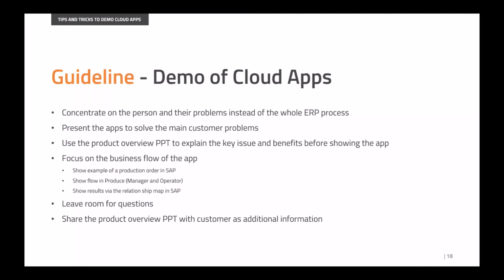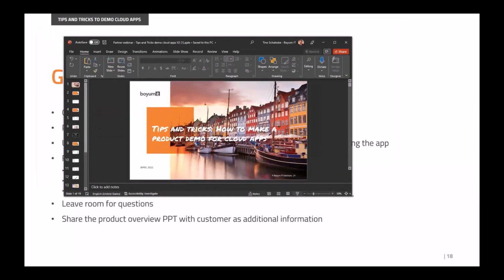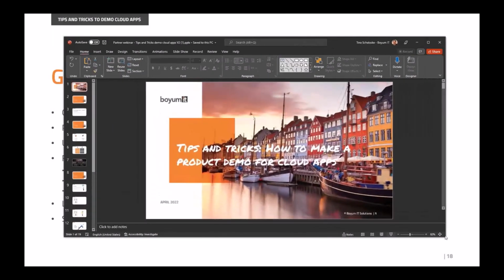This can be Beas, this can be WMS or both, or this can be Produce and Inspect, or only Produce in this case. Then use the product overview PPTs to explain the key issue and the benefits before showing the app. I will show you what I mean. We have a product overview presentation for each product.